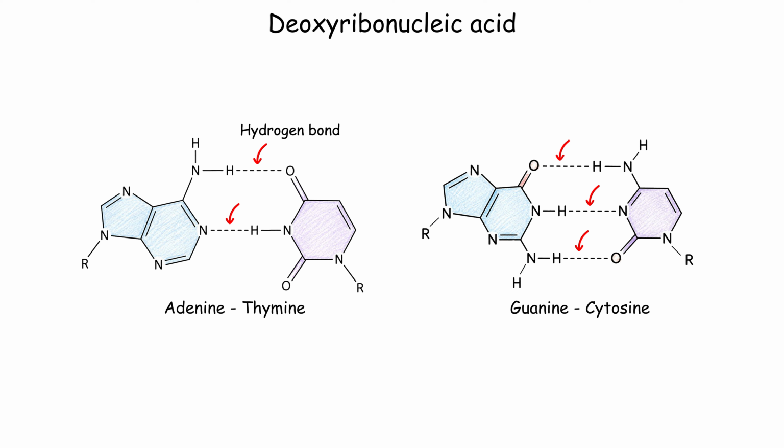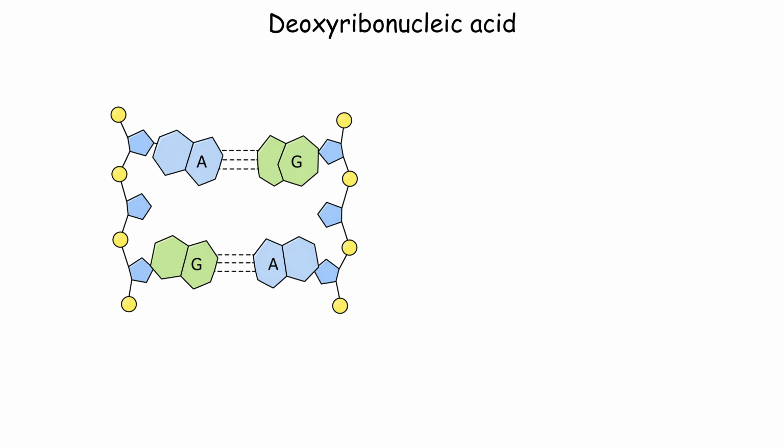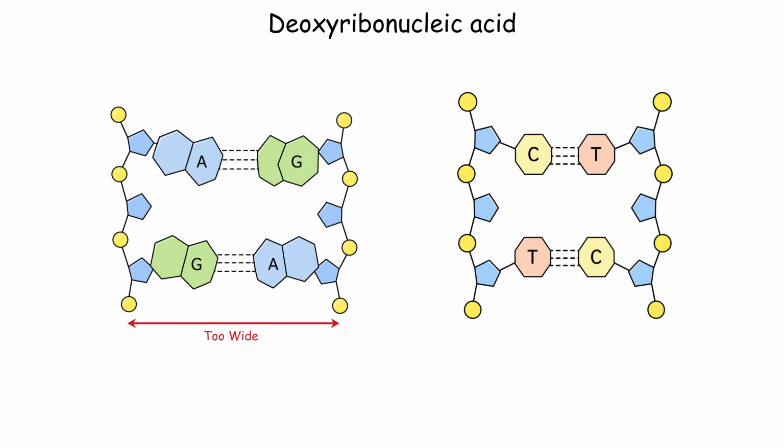The pairing also makes sense because of the shape of the bases. A larger purine pairs with a smaller pyrimidine. This keeps the width of the DNA molecule consistent. If 2 purines paired together, the DNA would be too wide. If 2 pyrimidines paired together, it would be too narrow.